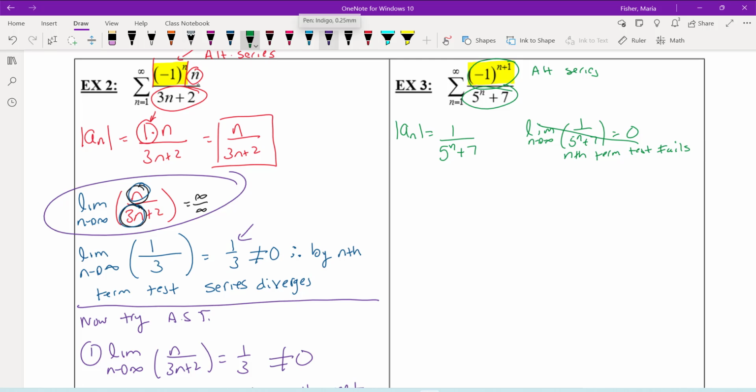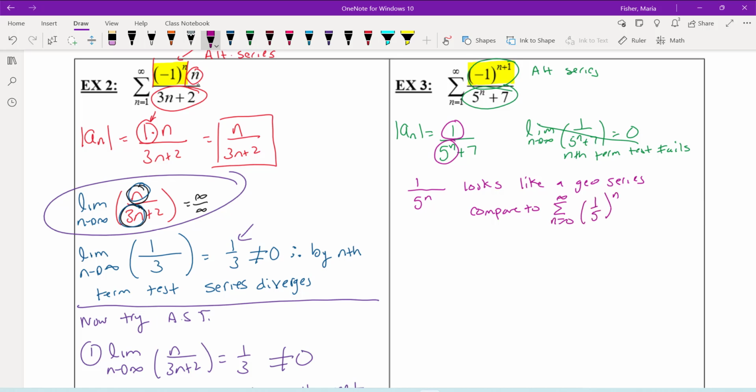Well, what is the leading term of the numerator? Well, the leading term of the numerator is 1. What's the leading term of the denominator? Well, that's 5 to the n. Well, this looks geometric, so we are going to compare it to the sum from n equals 0 to infinity of 1/5 to the n, because 1 over 5 to the n is the same as 1/5 to the n. What do we know about this? Well, the absolute value of r is equal to 1/5, and that's a number that is less than 1, therefore we know that this will converge.